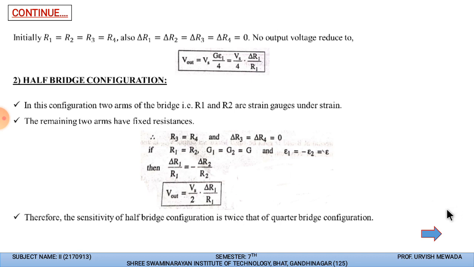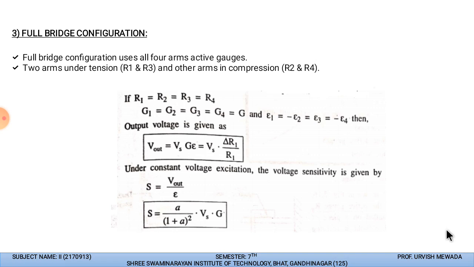Therefore the sensitivity of the half bridge configuration is twice that of the quarter bridge configuration, as you can see from this equation.